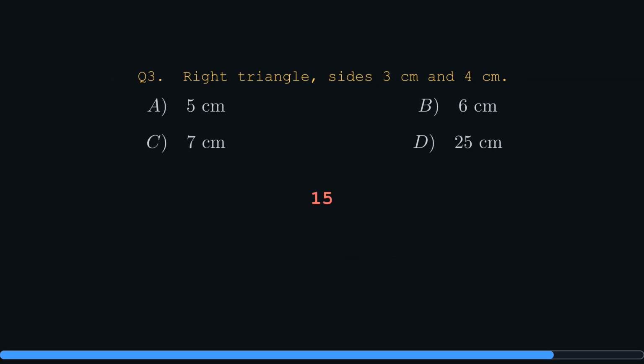Question 3. A right triangle has sides 3 centimeters and 4 centimeters. Find the hypotenuse. The answer is A, 5 centimeters.